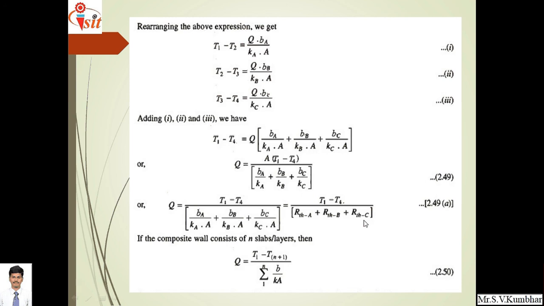Now in this problem, in this derivation, there are only three layers A, B, C. But if the composite wall consists of n slabs or layers, then this equation is generally represented as Q is equal to T1 minus Tn plus 1 divided by the summation of B upon KA from 1 to n.